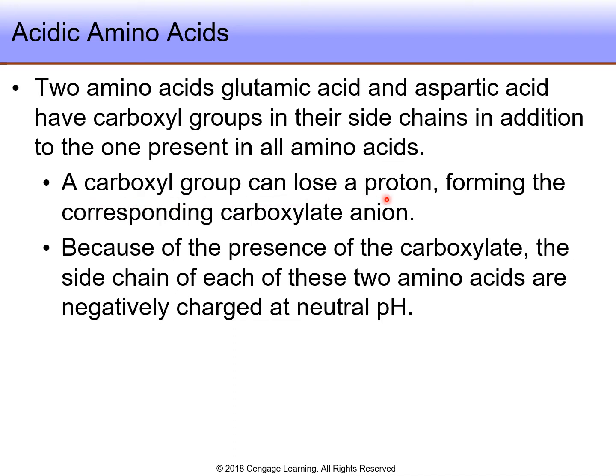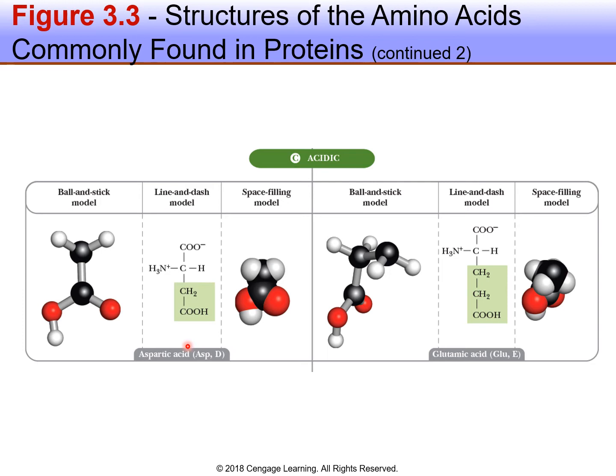A carboxyl group can lose a proton, forming the corresponding carboxylate anion. Now, because of the presence of the carboxylate, the side chain of each of these 2 amino acids is negatively charged at neutral pH. And this is the reason why they are known as acidic amino acids, because they have negatively charged R groups at physiological or at a neutral pH. And these are the 2 acidic amino acids. You see, they are similar to each other, except that here the R group of glutamic has an extra CH2 group.